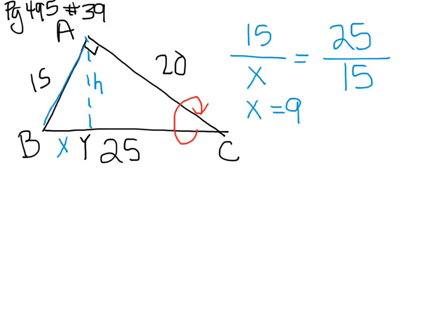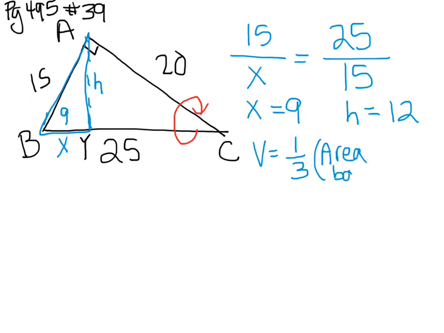So then I solve and I get x to be 9 for that right triangle, and I then use my Pythagorean theorem, and the height ends up being 12. So then our volume is 1/3 area of the base times the height.